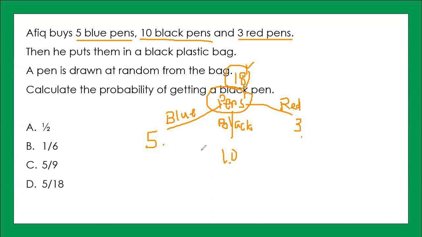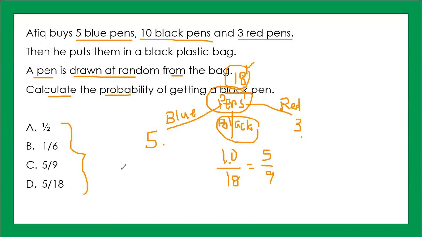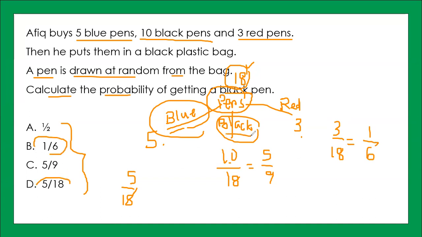Now I know this is like a ratio. This is like a fraction. A pen is drawn at random. Calculate the probability of getting a black. We are looking at black now. So 10 over 18. That's it. Simplify. What do you get? See, it's a proper fraction. 5 over 9. Over here, all of them are proper fractions, so I wouldn't know until I calculate. What's the probability of getting a blue? 5 out of 18. What's the probability of getting a red? 3 out of 18, and of course I can simplify this as 1 over 6. So the answers are there, but they are not for black. Are you following? Okay. So far, so good.